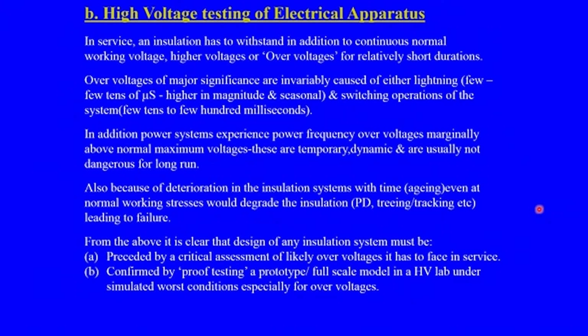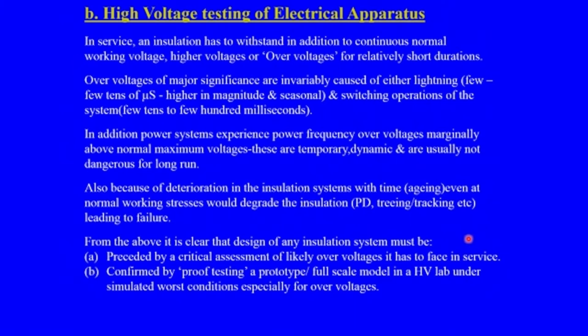In addition to lightning and switching surges, the power system could experience normal power frequency, that is 50 hertz, over voltages marginally above normal maximum voltages. This could be temporary, and may be because of some dynamic problems related to the network, and these are usually not dangerous in the long run. This could exist for a few cycles where the voltages could go up.